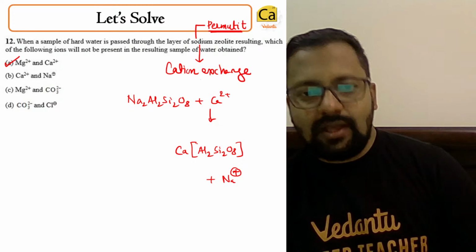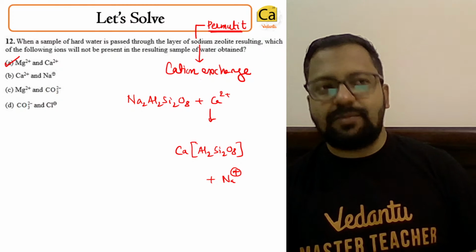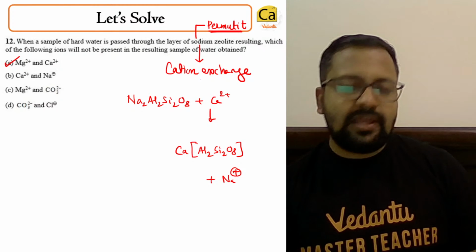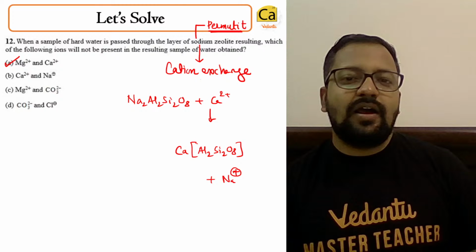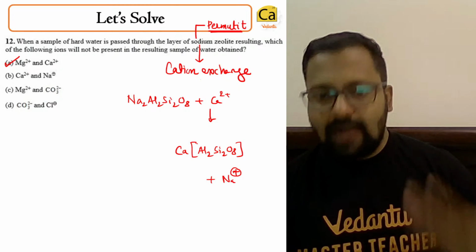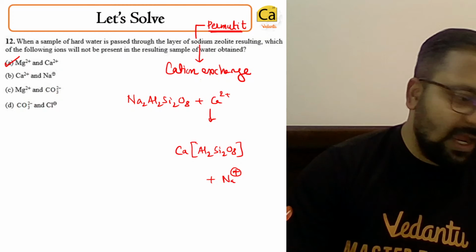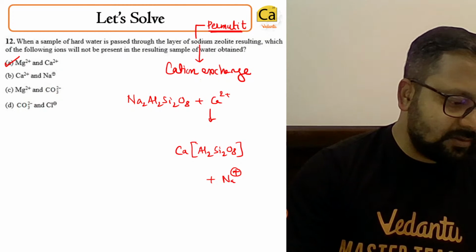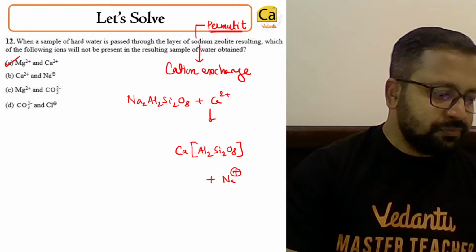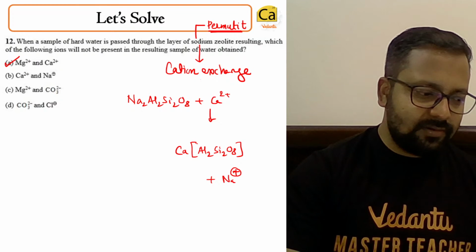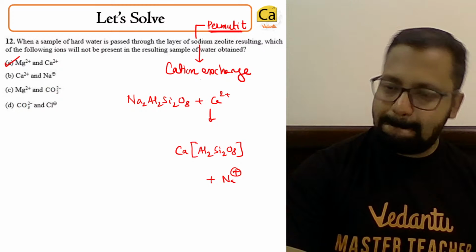Permutate is sodium zeolite. It's a substance which is utilized in treating hard water, and it removes permanent as well as temporary hardness. Okay, clear? Lovely.